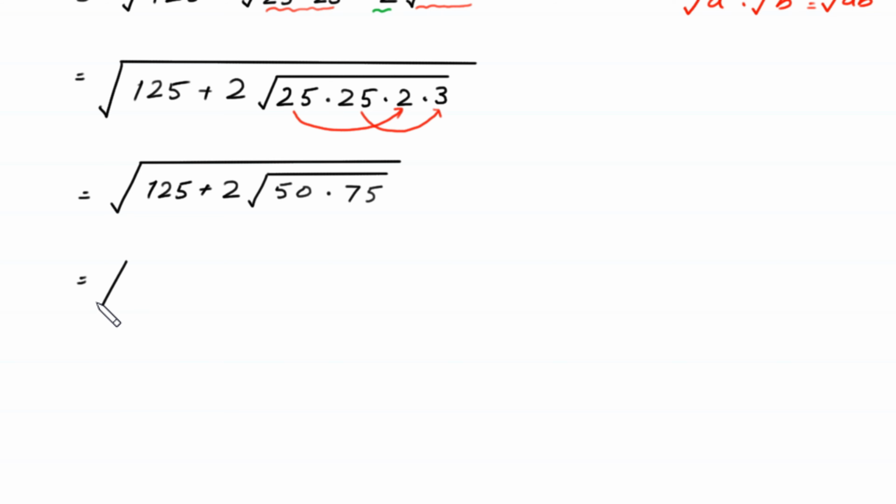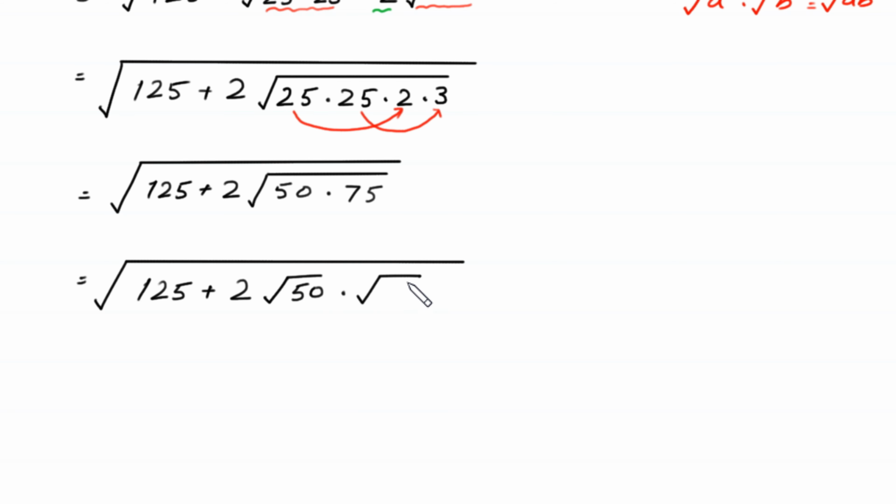Next, square root of 125 plus 2 times. We can write this square root of 50 times 75 as square root of 50 times square root of 75.